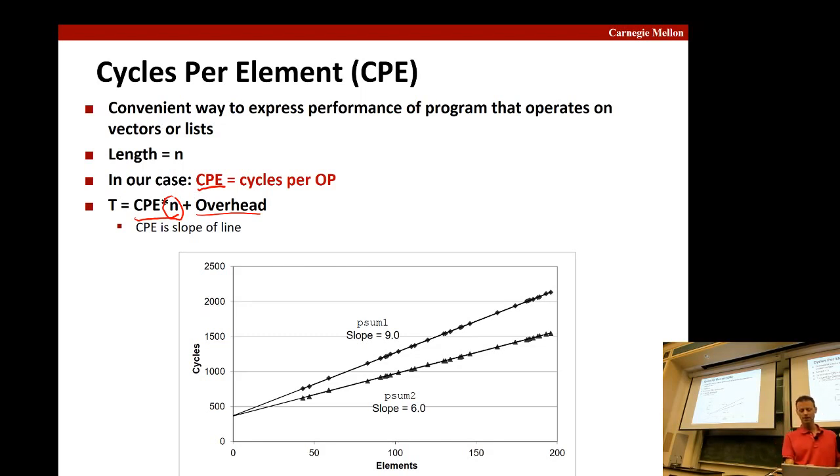And so another way to think about that is that the CPE is the slope of the line. So here, if I'm spending 9 operations per element, then the slope is going to be 9. But if on the other hand I only spend 6, the slope is going to be 6, right? And the x-axis here is the number of elements in the vector. So just changing the n.